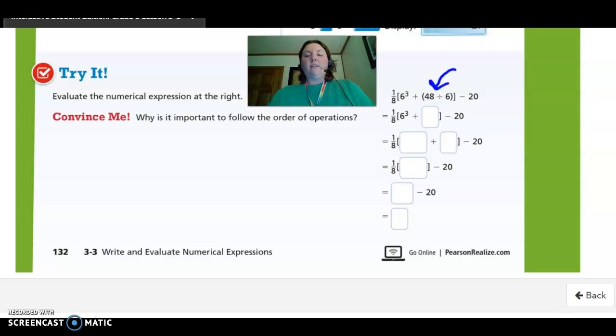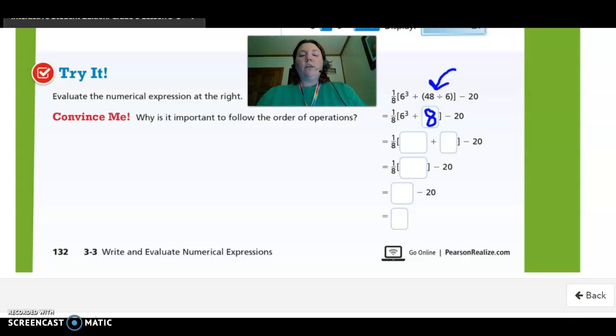The furthest inside thing is 48 divided by 6. If we think backwards, 6 times what is 48? 6 times 8 is 48, which means that 48 divided by 6 is going to be 8.